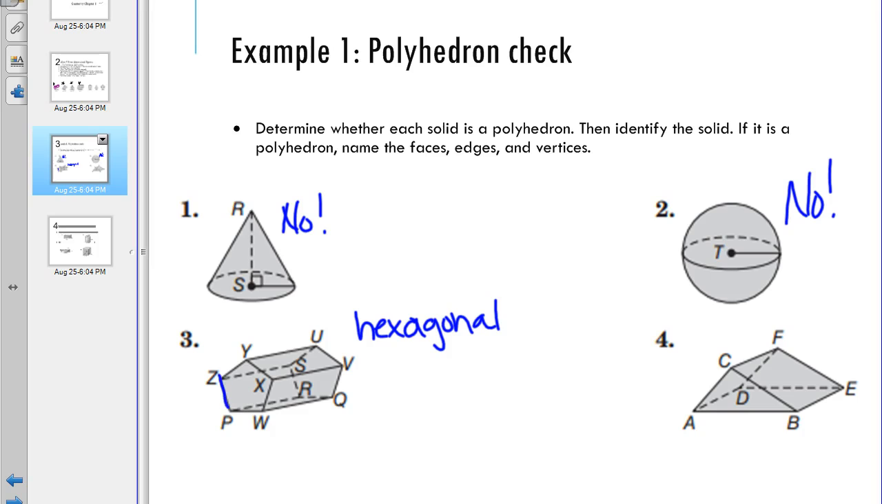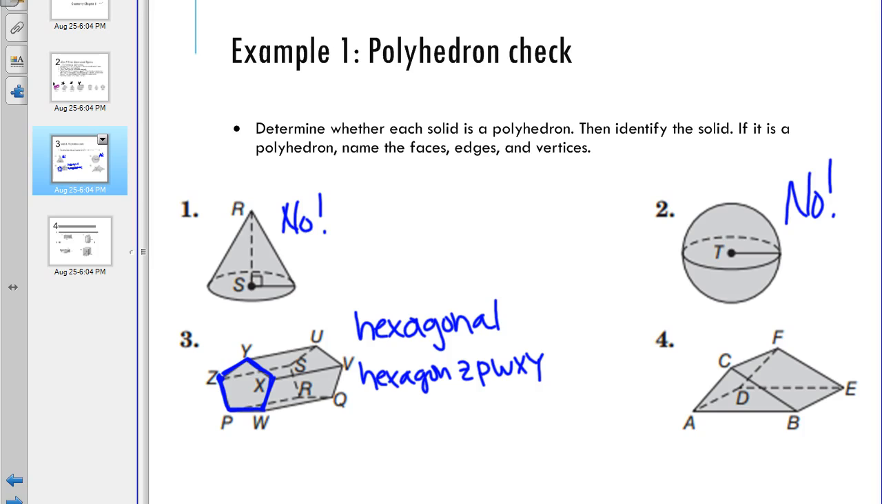Hexagonal prism, I name it by its parallel faces. And so the first face that I see, the polygon, is 5 sides, and it's ZPWXY. When we name these polygons, remember, we're going to go in order, and it doesn't matter where you start or which direction you go, but once you start, don't pick your pencil up. So ZPWXY. Gets me all the way back around.